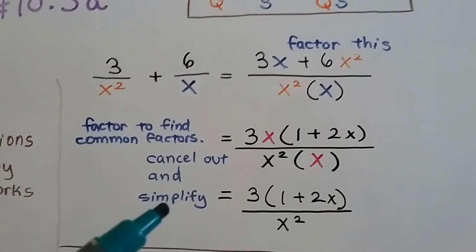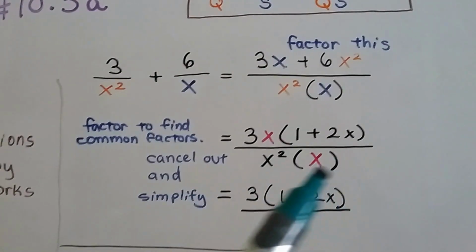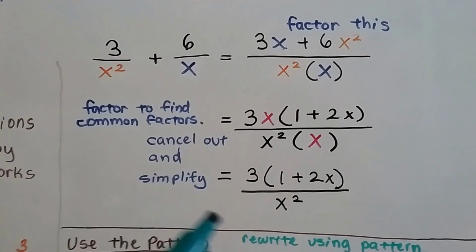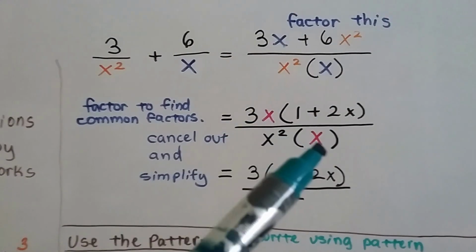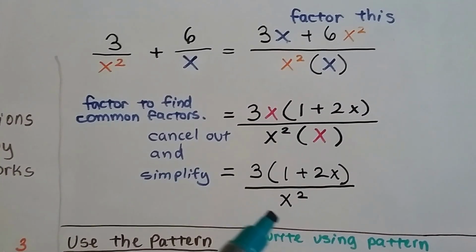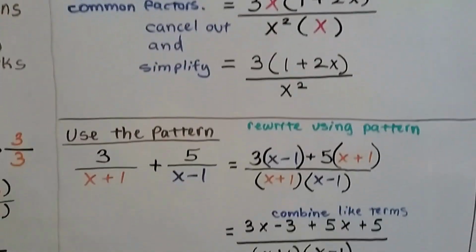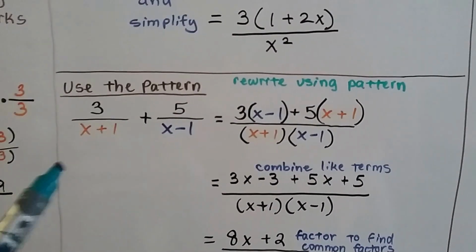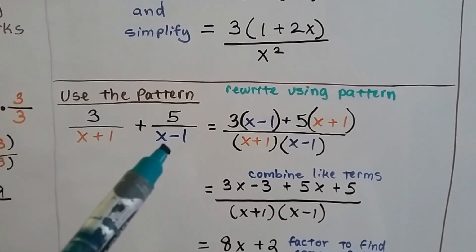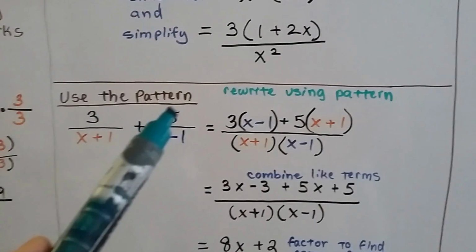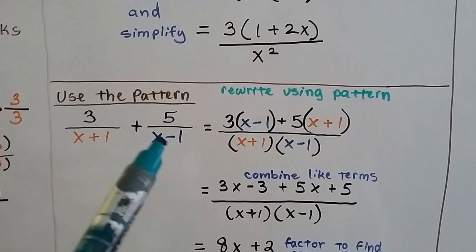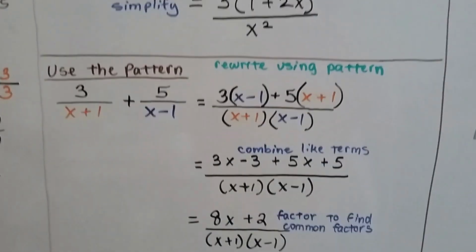All right. So now the whole thing is over x squared times x, and when we simplify it, this is what we've got. This x and this x cancel each other out, and we're just left with 3 times 1 plus 2x over x squared, see? All right, using the pattern, we rewrite using the pattern. So here it is rewritten using the pattern. We got 3 times x minus 1, right there, plus 5 times x minus 1. The whole thing is over x plus 1 times x minus 1, see?